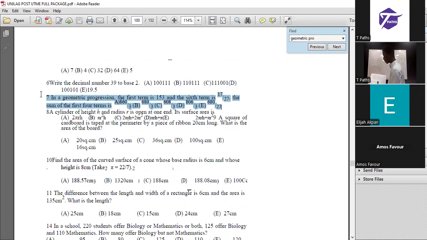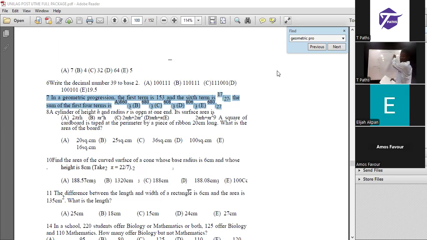Now we are given in a geometrical progression, the first term is 153. So that tells us A is equal to 153. Now the sixth term is A R raised to power 6 minus 1, which is AR raised to power 5. It's giving us 17 over 27. So we are asked to find the sum of the first 4 terms.